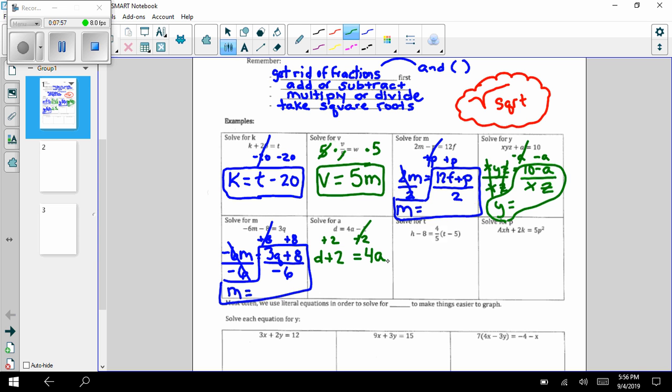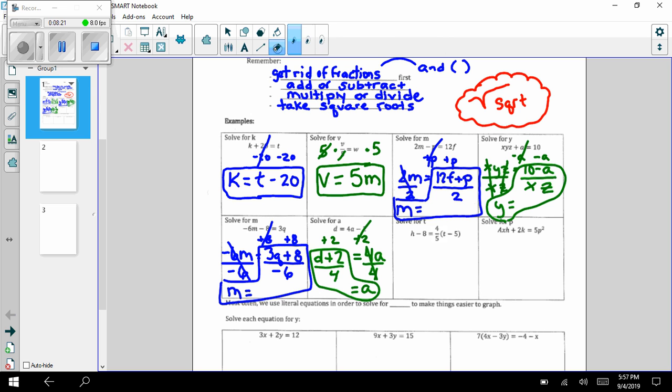Is A all by itself? Nope, it's being multiplied by 4. So I have to do the inverse operation of multiply by 4, which is divide. What I do to one side, I have to do to the other. These guys cancel. I'm left with A all alone. And I don't have like terms, so I'm just left with D plus 2 over 4.